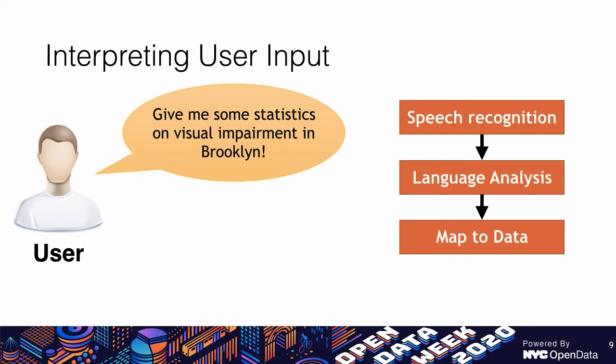So for instance, that entails identifying things such as that the user is looking for data on visual impairment here, or that we're looking specifically for data about Brooklyn.